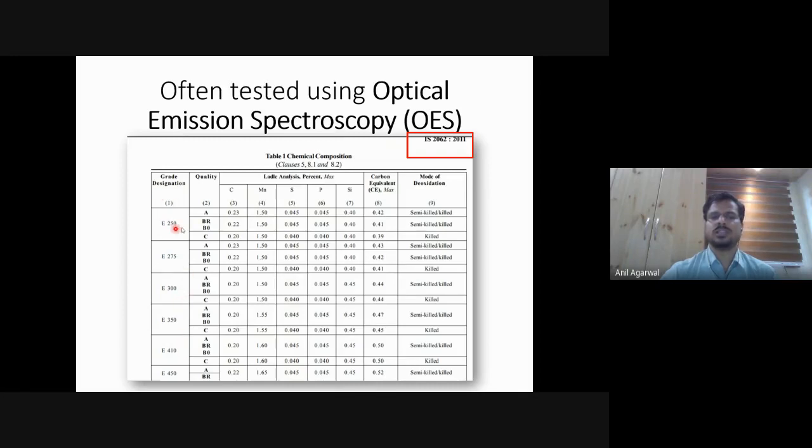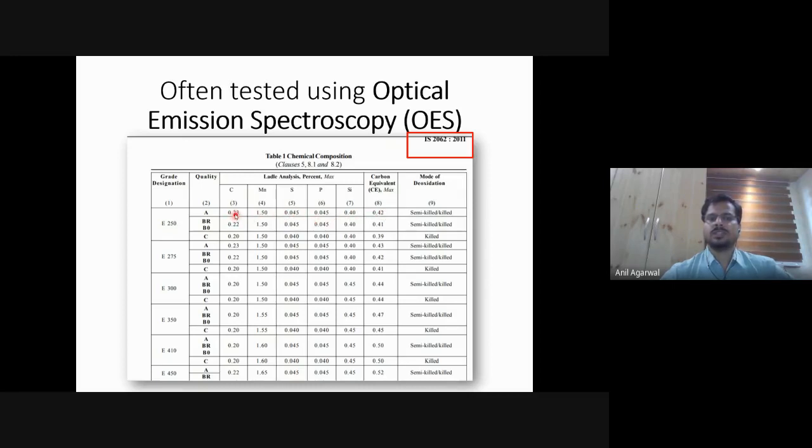There are two ways. Either you can classify it as E, which basically corresponds to the yield stress, or you can classify them by the ultimate stress, that is Fe. So if we say E250, that basically means 250 MPa yield strength. Then within that, you may have four classifications: A, BR, B0, and C. And for them, you have different amounts of these materials allowed.